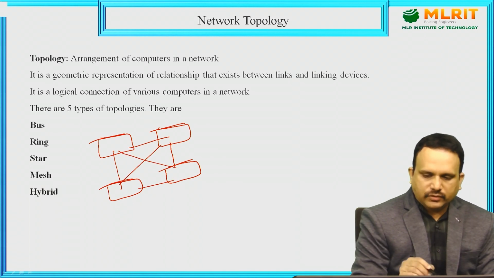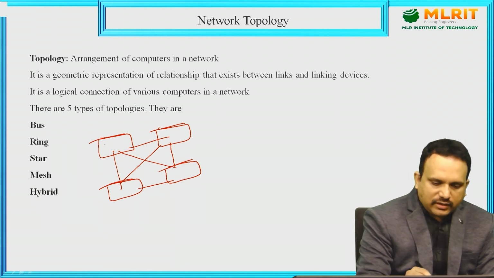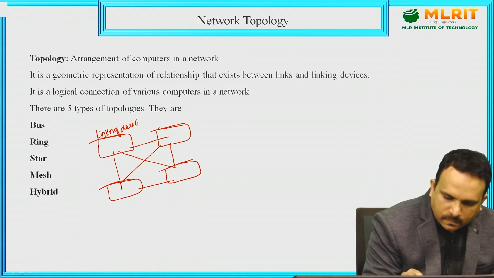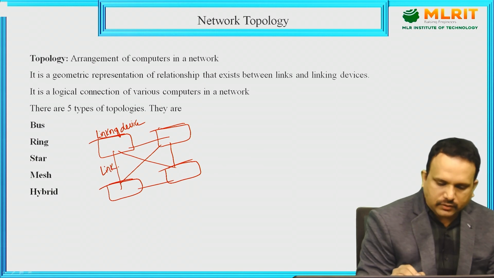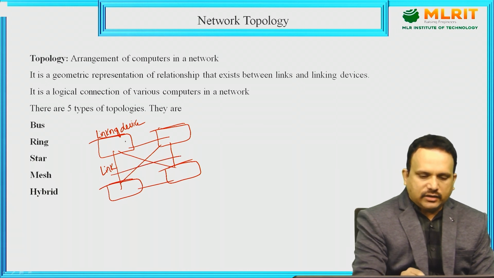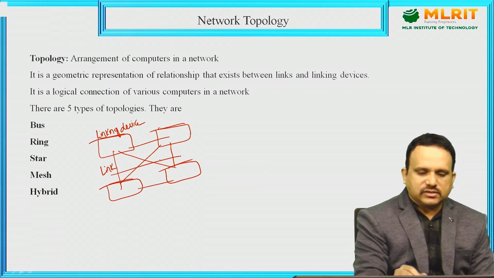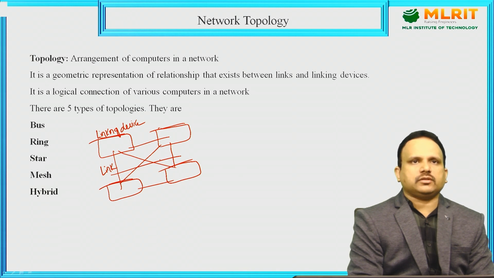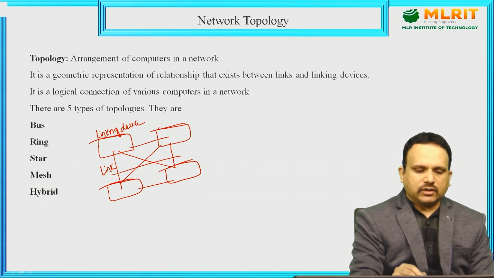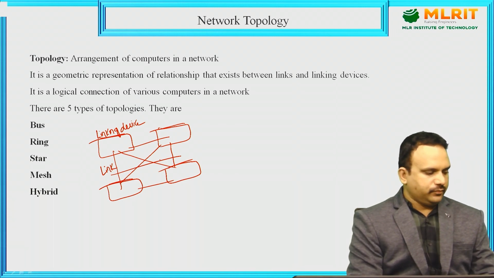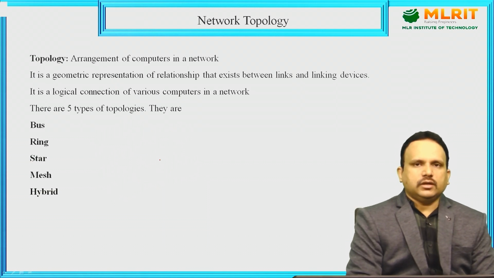The relationship that exists between linking devices and links, this is the linking device, this is the link. The geometric representation of the relationship that exists between links and linking devices is nothing but a topology, or it is also called the logical connection of various computers in a network. Whatever connection is established between the devices, we call it a logical connection. This we call a topology. So this is the justification of the definition of topology.